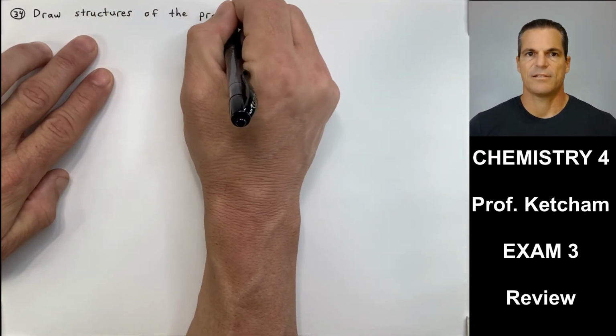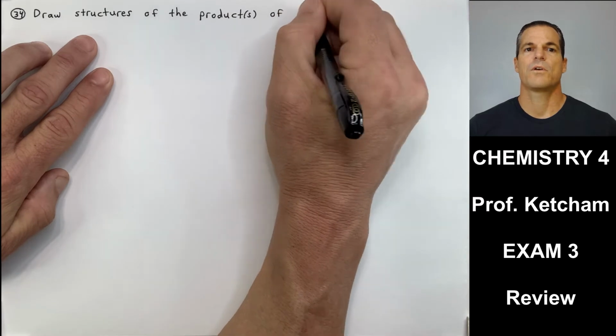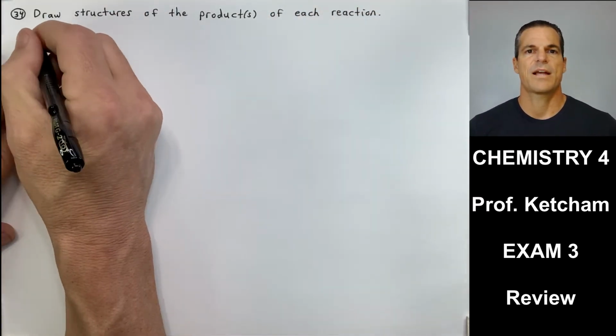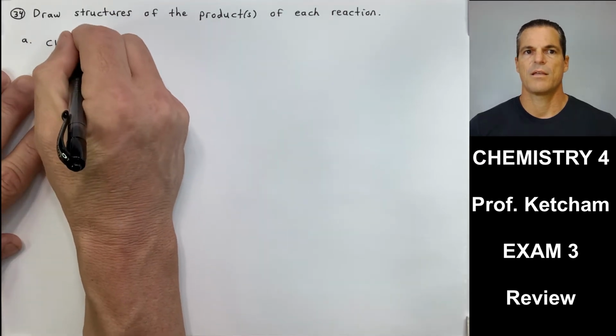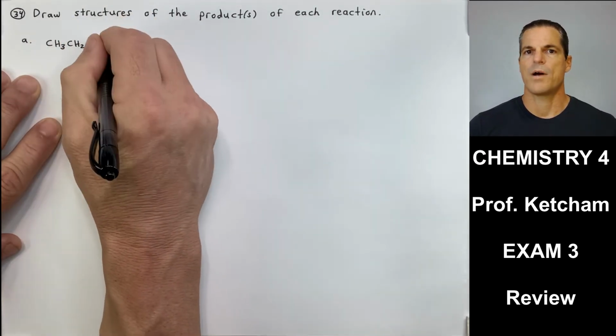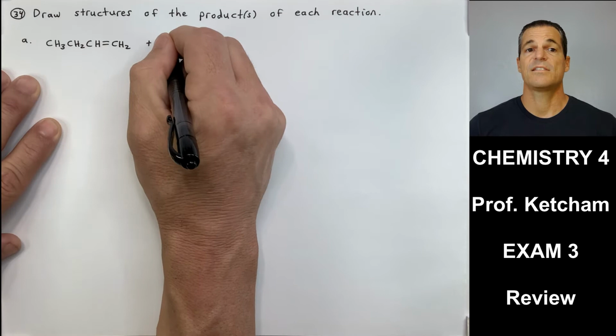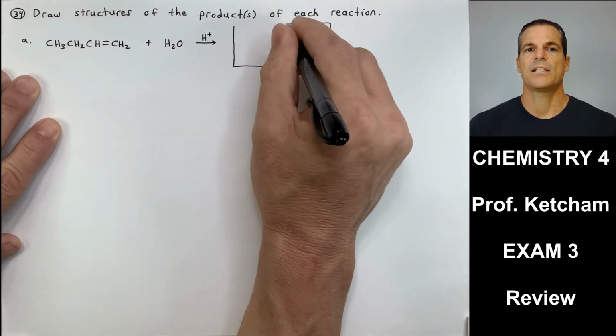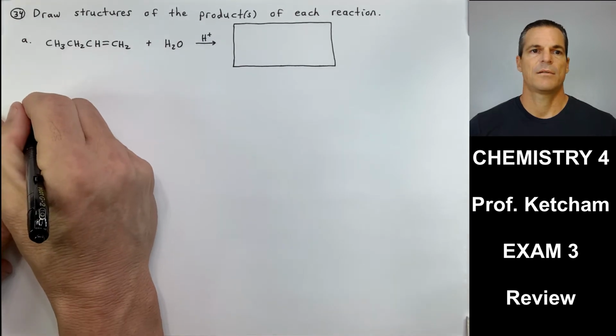Happens with alkenes. Okay. 34, draw structures of the product or products of each reaction. I'll always be specific for you guys if I want one product or two. Okay. So this is an alkene reacting with water. H plus means it's in the presence of acid.